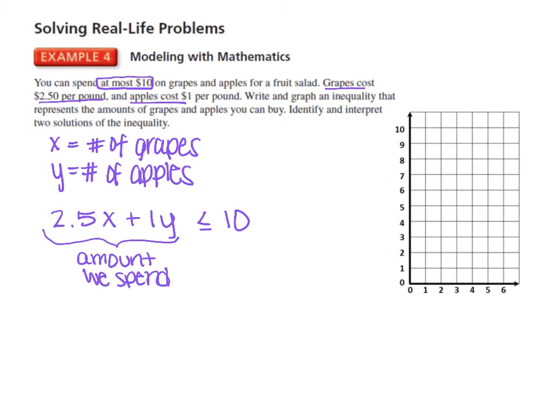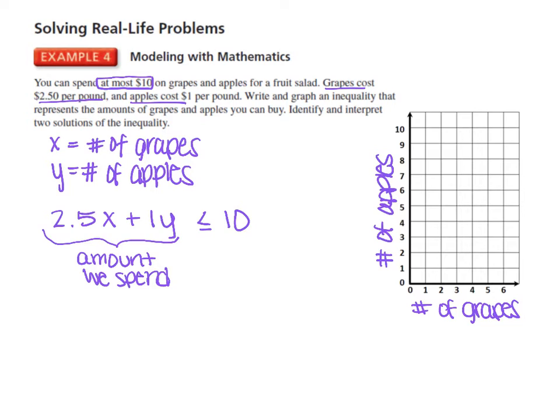So now the second thing, if we said the x was the number of grapes, I want to go to my x-axis, or excuse me, the pounds of grapes, and label it pounds of grapes. And I'm going to label my y-axis pounds of apples. Apples sound really good. I think I'm going to have some caramel apples later. Right. My next job is to actually graph that inequality.